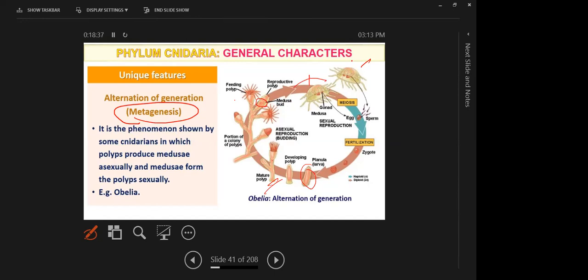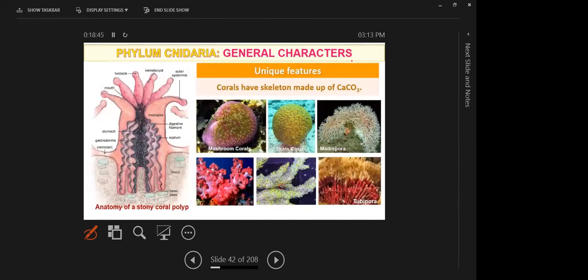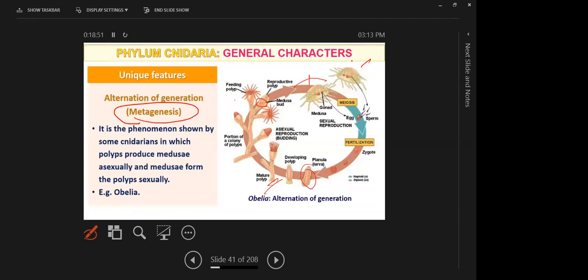The best examples are Aurelia and Obelia. Obelia is like a brother of the jellyfish. What is metagenesis? It's an alternation of generation exhibited by cnidarians, where polyps produce medusa asexually and medusa forms the polyp sexually. This is very important. Alternately they form.